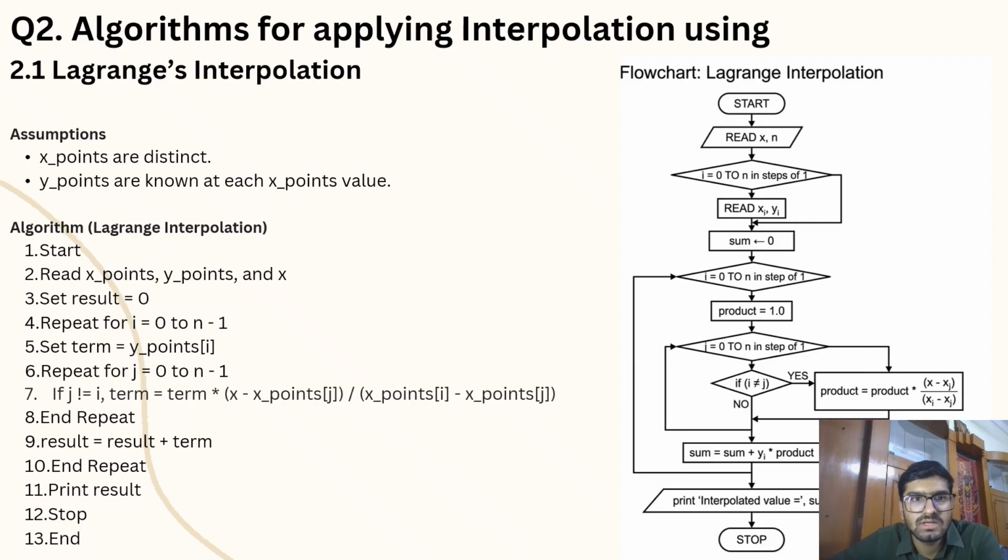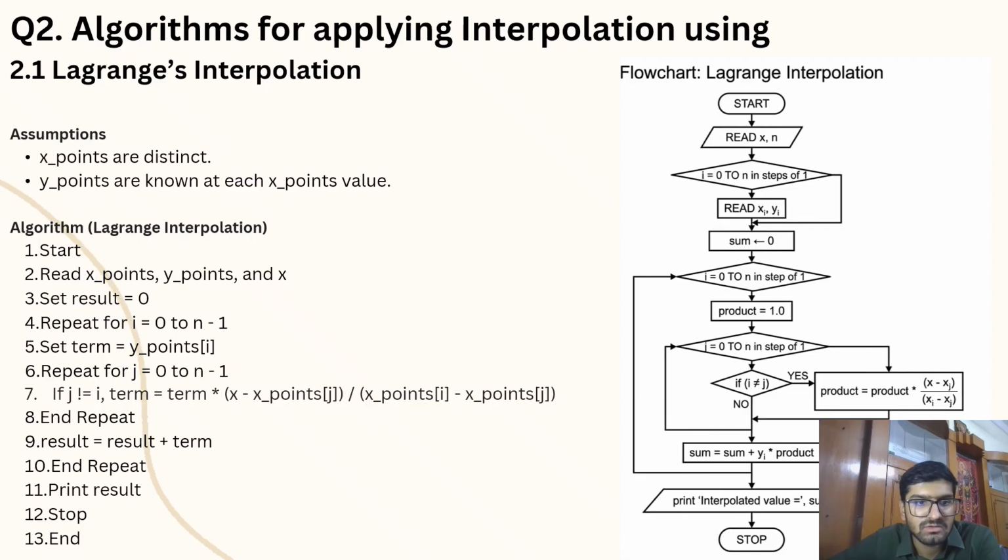Now question number 2 asks us to write the algorithm for applying interpolation. The first method is Lagrange's interpolation, where the assumptions are x points are distinct and y points are known at each x point value. Firstly, we read the x points, y points and the value of x, then set the result equal to 0. Then we repeat from i equals 0 to i equals n minus 1 and set the term equal to y point i, that is from the array.